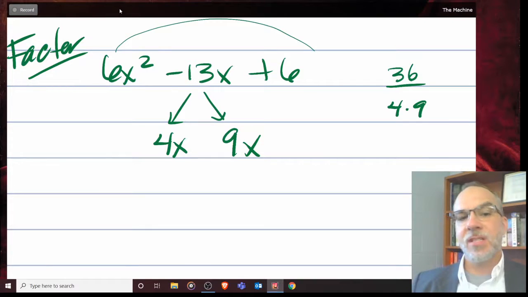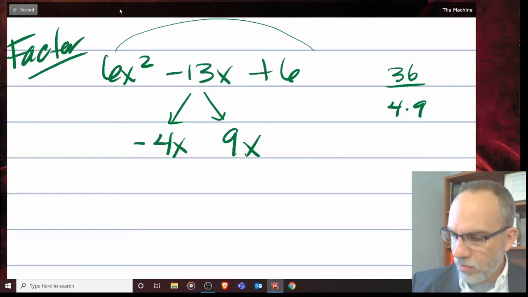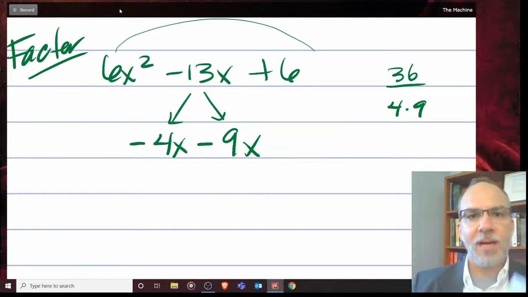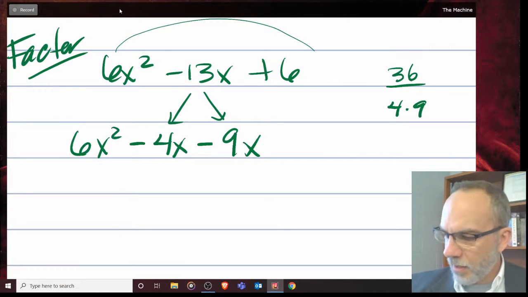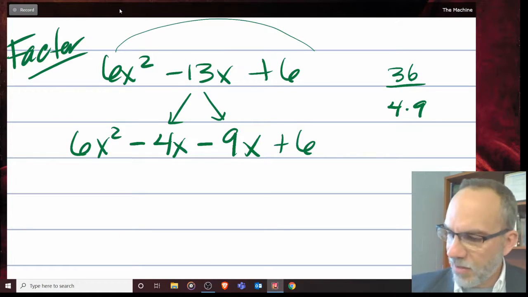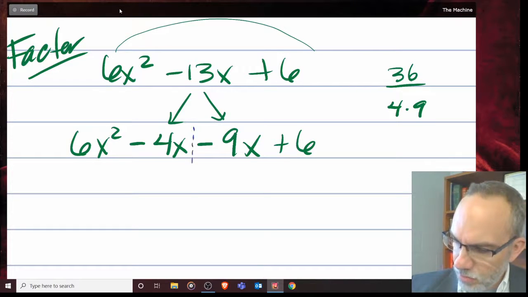Now, how do I get the signs right? What do the signs on 4x and 9x have to be to give me negative 13? Hopefully you see that they're both negative because they have to combine back up to give me negative 13. Then I copy down the 6x squared, and I copy down the plus 6, and now I split it down the middle and factor by grouping.